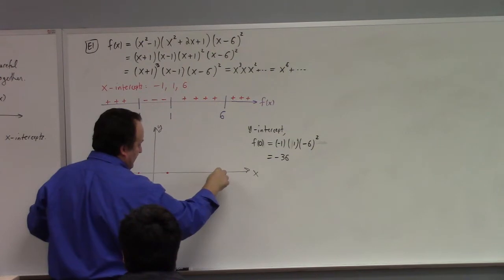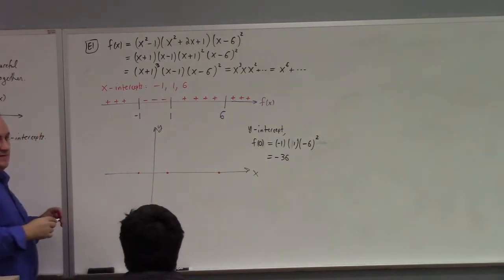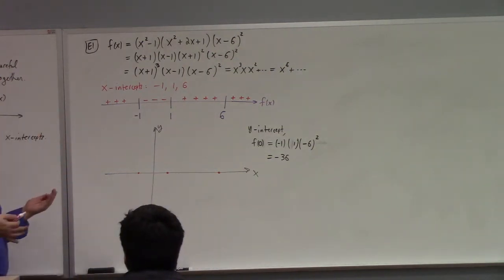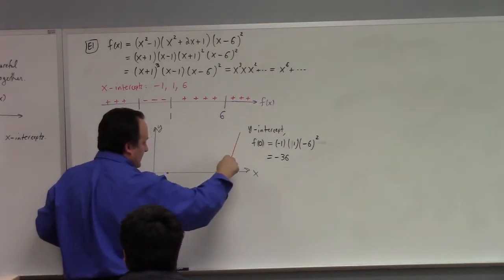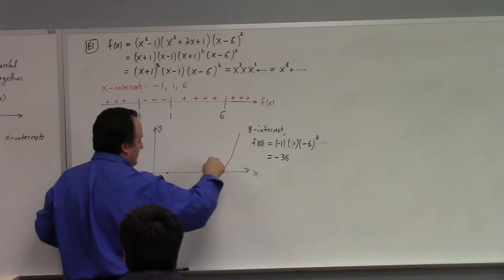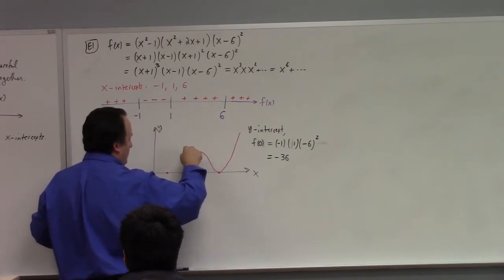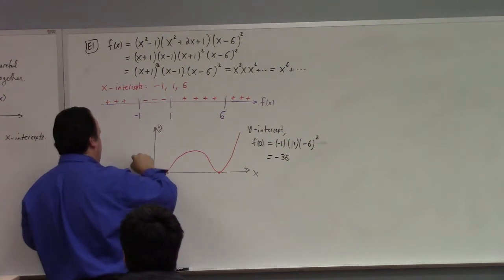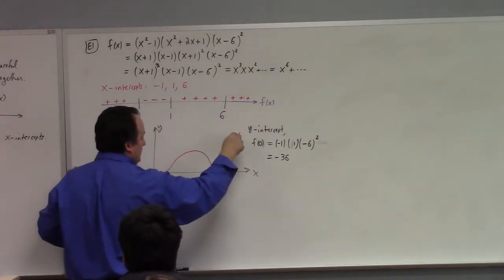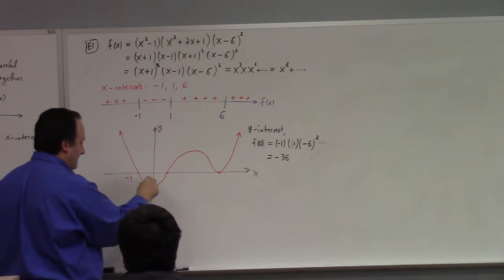So here are my x-intercepts. I put down my x-intercepts, and then I just follow the number line. So I start out positive, right? What happens at 6? We bounce. And what happens at 1? We're crossing, right? And what happens at minus 1? Well, we're crossing again. So we go like that. So there you go. That's the graph.